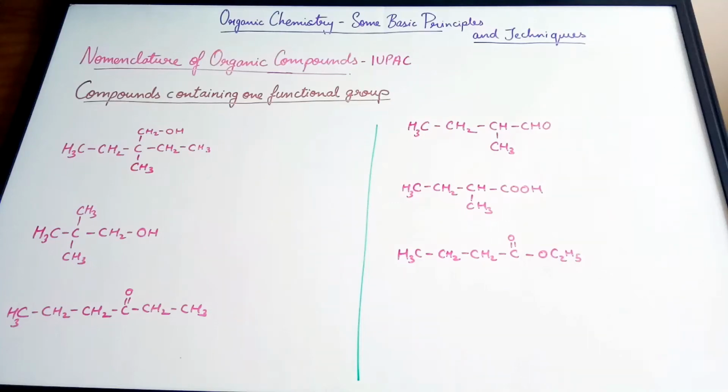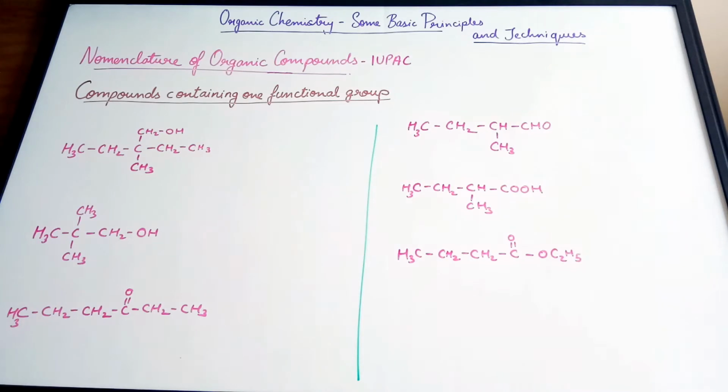In the previous video, we discussed compounds which have a double or a triple bond, basically alkenes and alkynes. In this video, we are going to be talking about compounds which contain one functional group. So the first rule that we always followed, even if it was a branched chain alkane or an alkene or an alkyne, was selecting the longest chain.